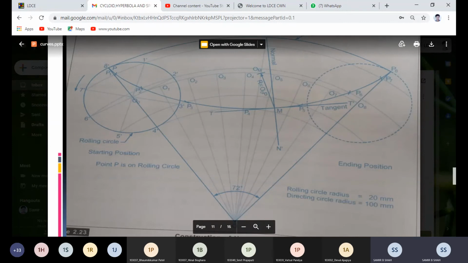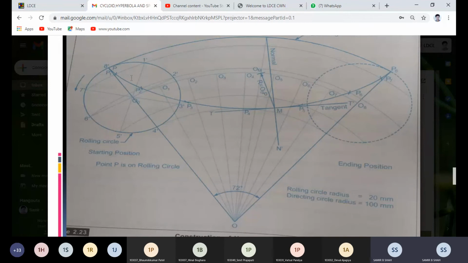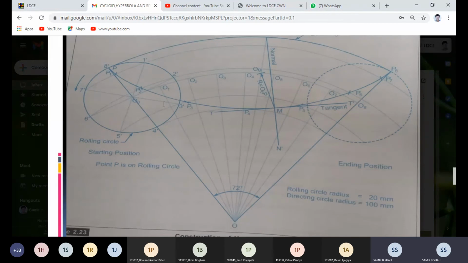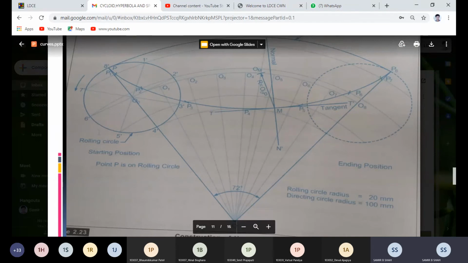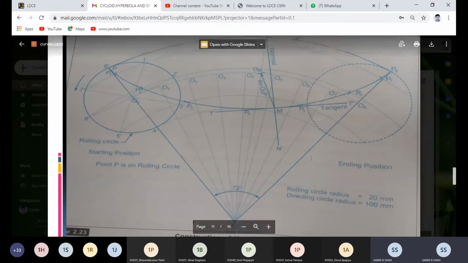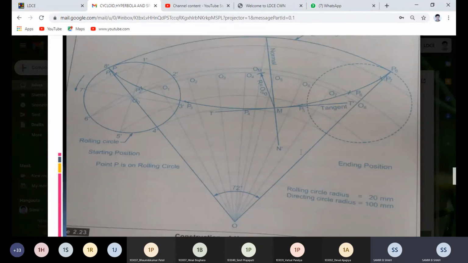From O to B dash, this is our 100 mm. Okay, this is hypo, meaning the circle will roll inside. From this point we take 20 mm and draw the circle. Okay, this is our directing circle and this is our rolling circle. After that, convert into 8 parts, 1 2 3 4 5 6 7 and 8, and each part is 9 degrees. So once again, convert into 8 equal parts by dividing 72 degrees equally.